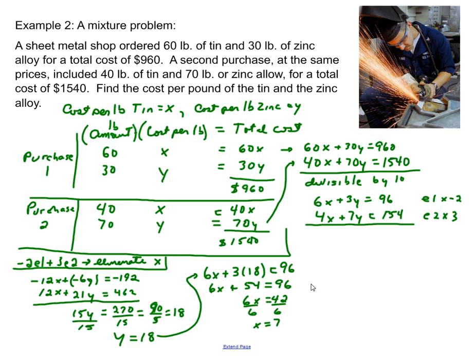Am I done yet? No, you bet not. We've got to answer the question. So what is our cost per pound? Well, the cost for the tin, x, is going to be $7 per pound. And for our zinc, it's going to cost us $18 per pound.